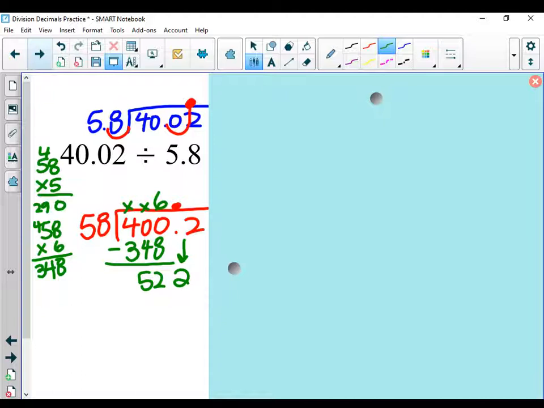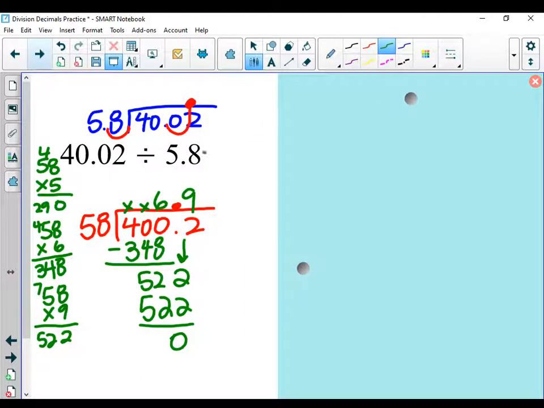Okay, well, I know it has to be bigger than 6 this time. Maybe I will try 9. Yes! I love when I have a good guess. I do a little happy dance for myself. So my answer, 6.9. Do I need a negative? Nope, not this time.